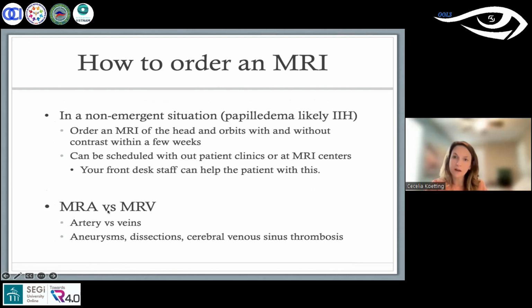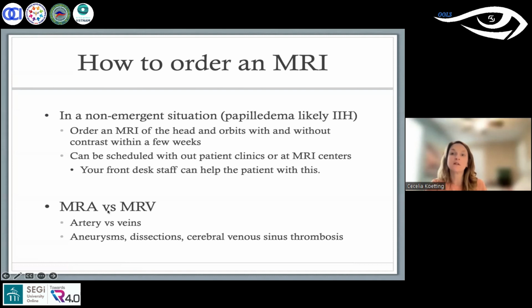What are we ordering? We're going to talk a little bit about MRA versus MRV. MRA looks at the arteries. MRV looks at the veins. Well, guess what? How does the dye get to the veins? Through the arteries. So if I have to order one, which typically you get one shot with insurance.